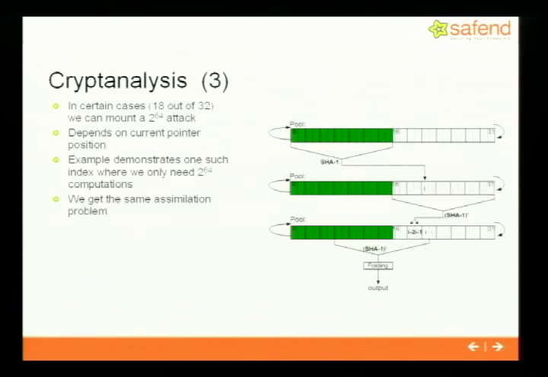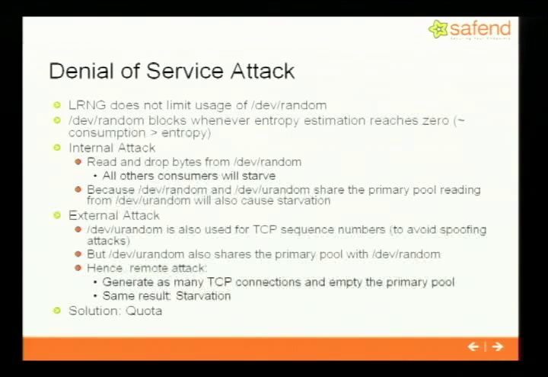In some cases, we were able even to mount a better attack than the 2 to the power of 96. In some cases, we were able to do it in 2 stages and break the 96 bits into 64 and 32, and then the attack becomes 2 to the power of 64. And that's, again, an advantage.